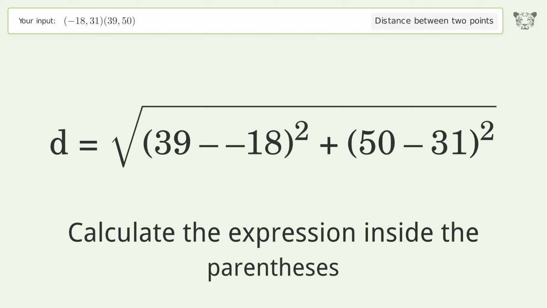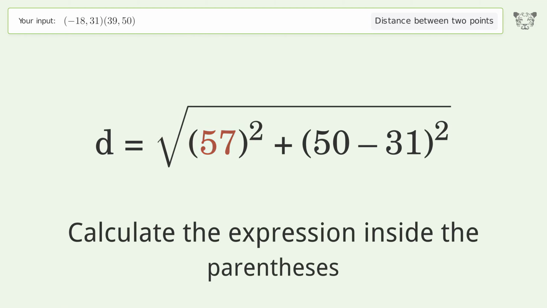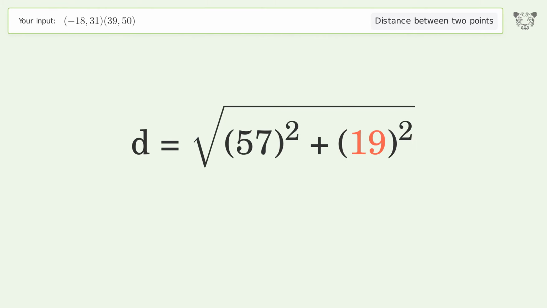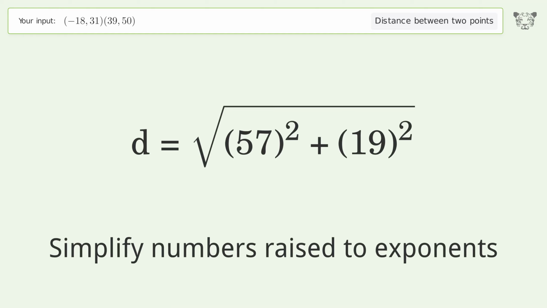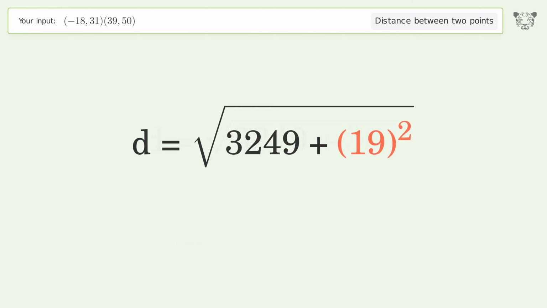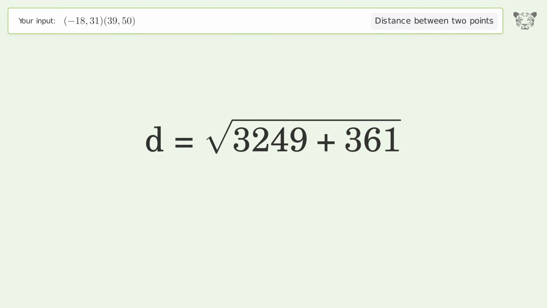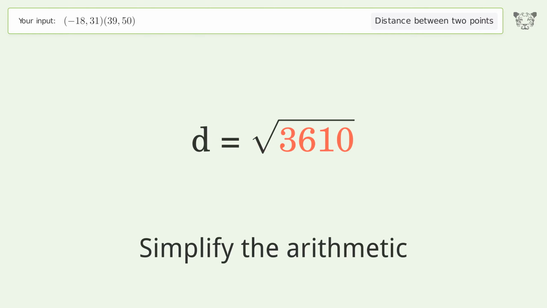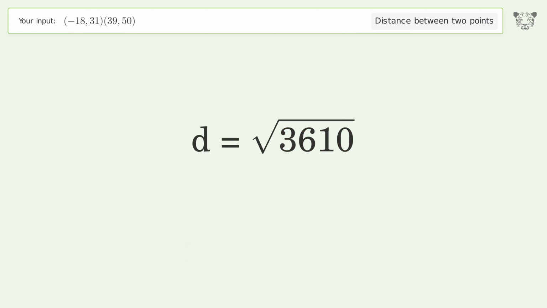Calculate the expression inside the parentheses. Simplify numbers raised to exponents. Simplify the arithmetic. And so the distance between the 2 points is the square root of 3610, or 60.083.